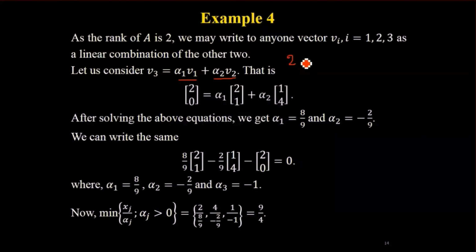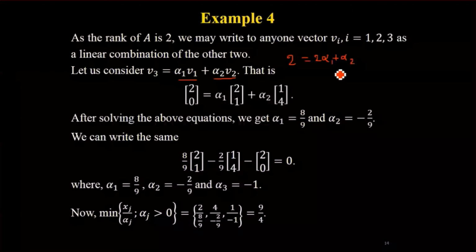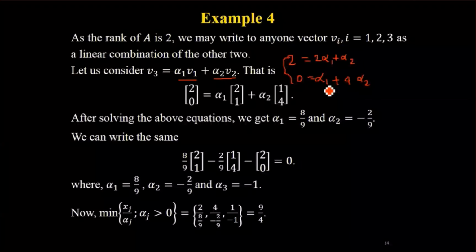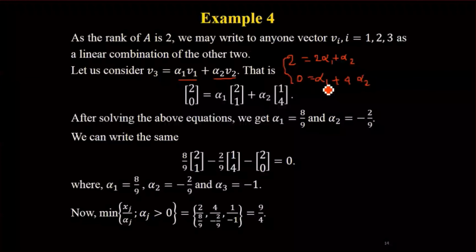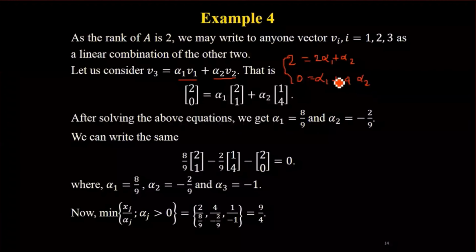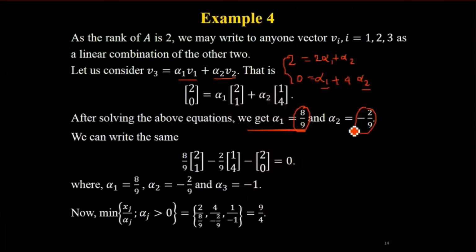Okay, now from here what you are getting: 2 equals 2 alpha 1 plus alpha 2, then second, you are getting 0 equal to alpha 1 plus 4 alpha 2. So in these two equations, by substituting the alpha 1 value from the second equation into the first equation, you will get alpha 2. Or by solving with any other method, you can get alpha 1 and alpha 2. So what will be alpha 1? Alpha 1 we are getting 8 by 9. Alpha 2 we are getting minus 2 by 9.